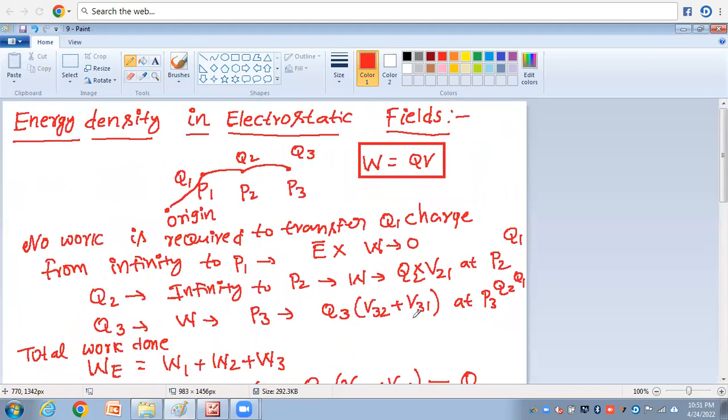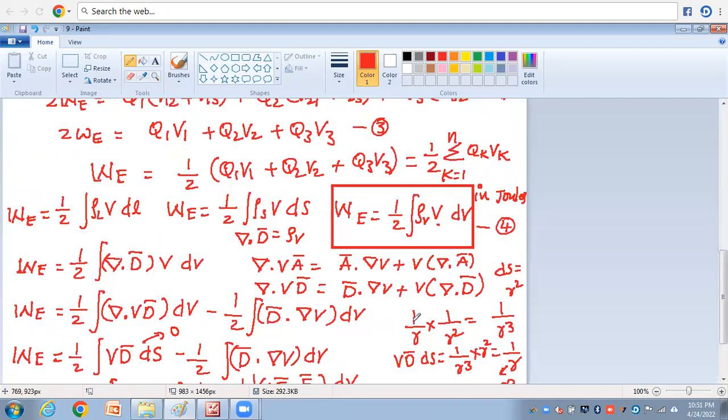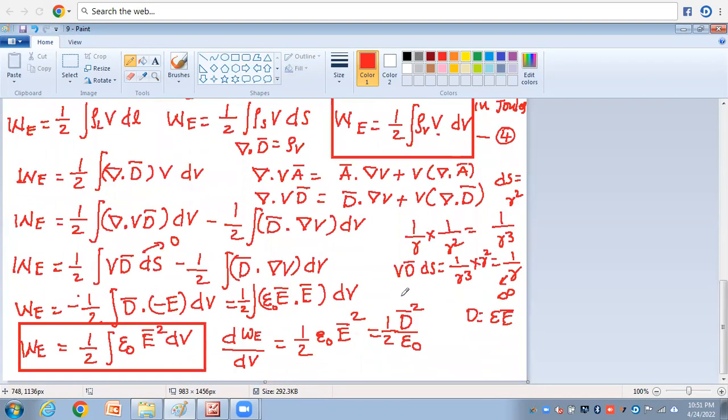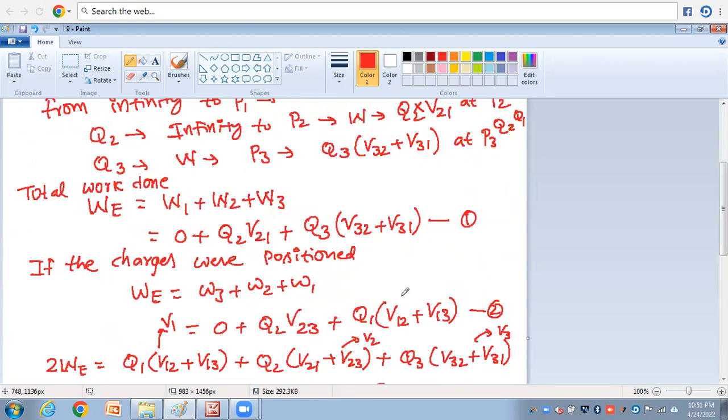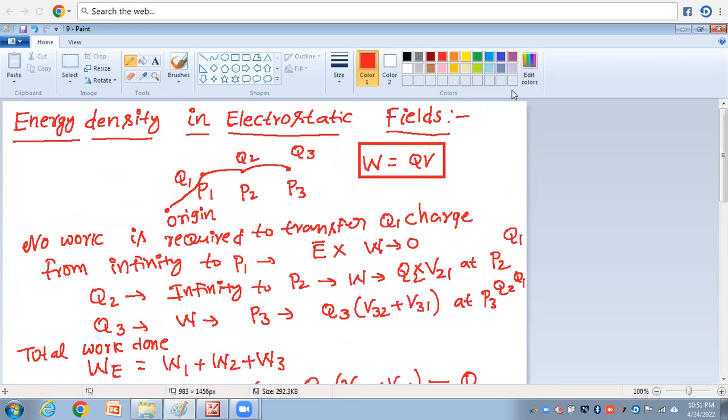Okay, these are the discussions about energy density in electrostatic fields. The final expression is W E equal to 1 by 2 integral epsilon naught E square with respect to volume dV.